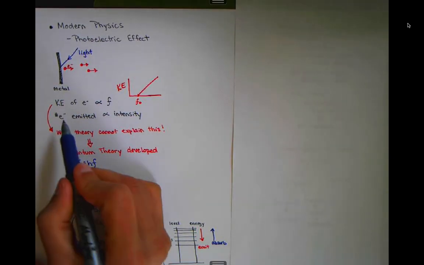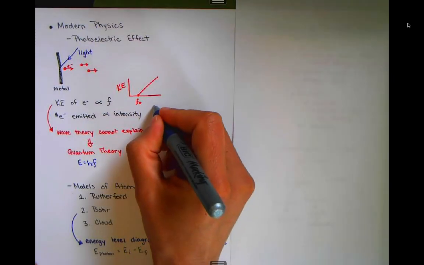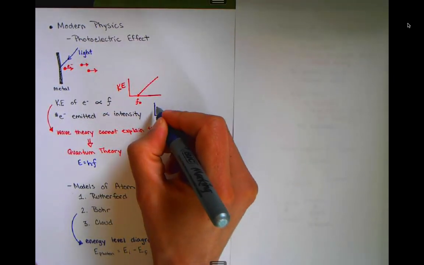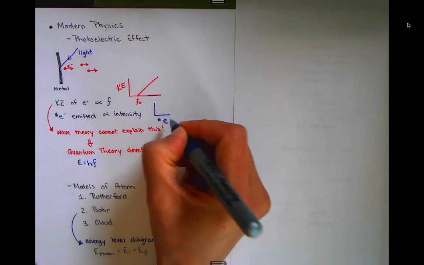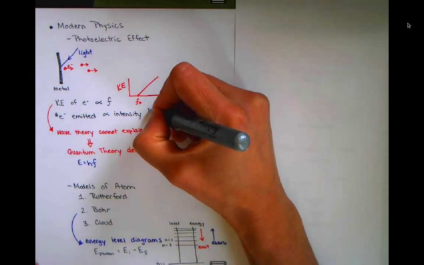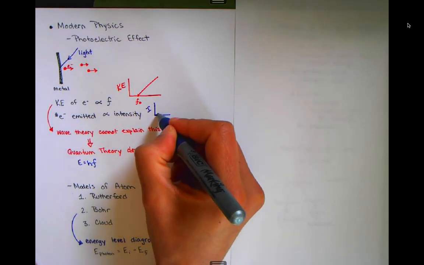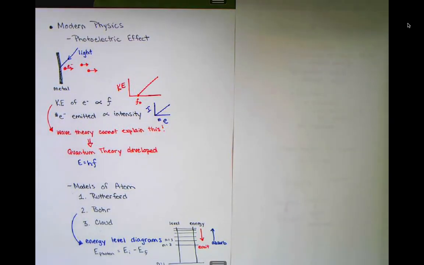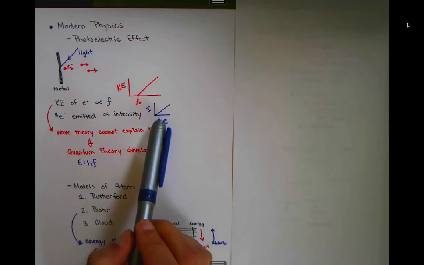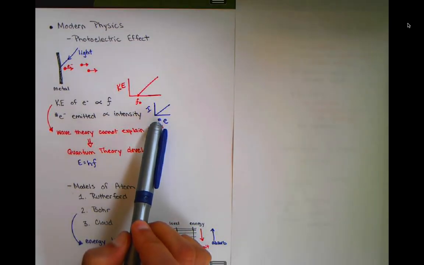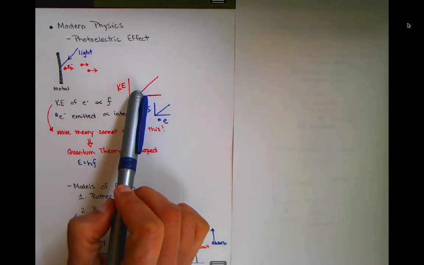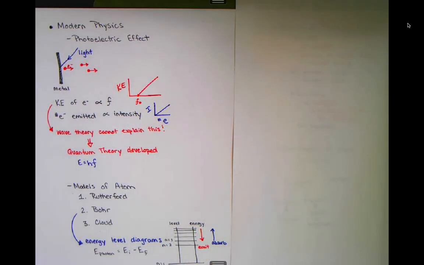Right? The number of emitted electrons actually had to do with the intensity, the brightness. So the number of electrons had to do with intensity. I'm just going to do capital I. And this is just a direct relationship here, right? The brighter the light, the more electrons were emitted. This did not indicate how fast they were going, right? That's the kinetic energy, right?